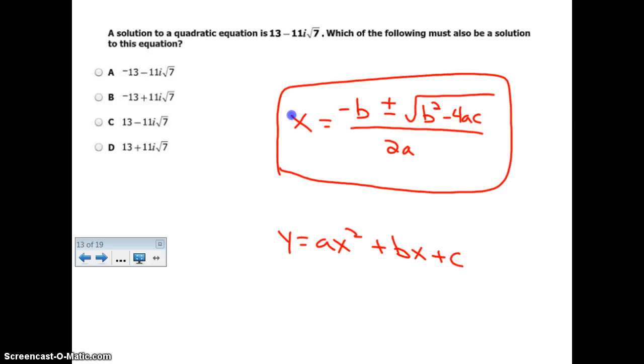Based on this question, it says one of the solutions is 13 minus 11i radical 7. Okay, so say you use that formula and you ended up with 13 minus 11i radical 7. Well, based on this plus or minus, that would mean that the other solution is 13 plus 11i radical 7. Okay, so that's all you need to know for this one. Your answer choice would be D.